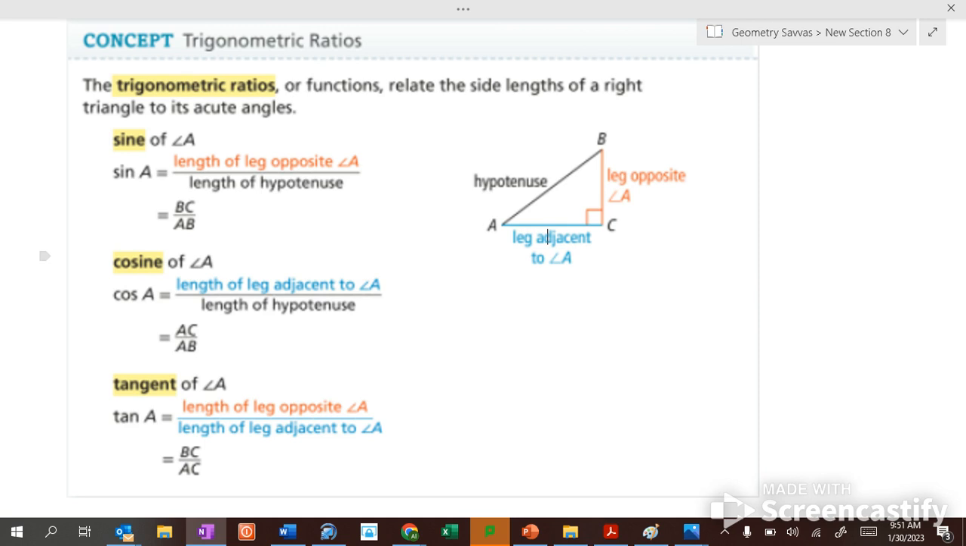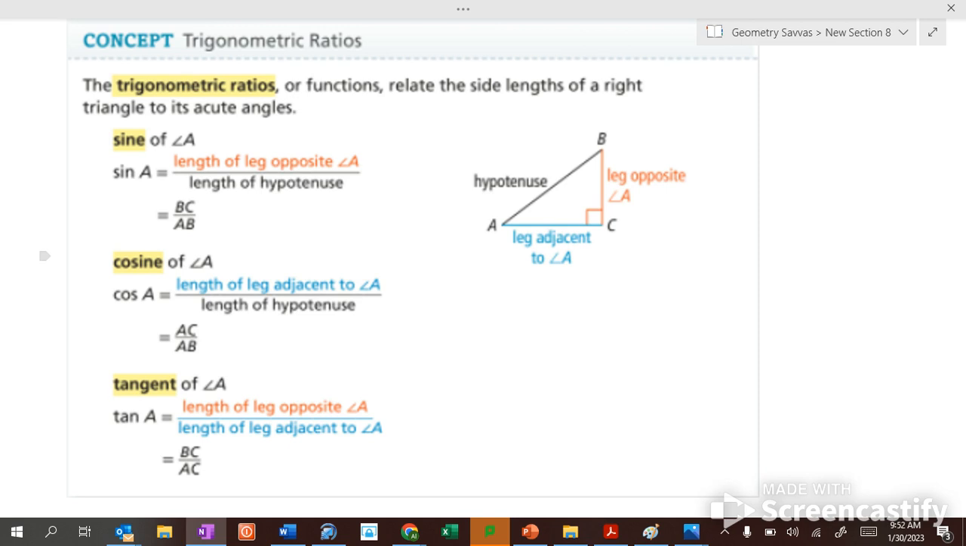Now, SOHCAHTOA has nothing to do with Sacagawea. Sacagawea led Lewis and Clark to around North Dakota and those parts, helped guide them. SOHCAHTOA has nothing to do with that.